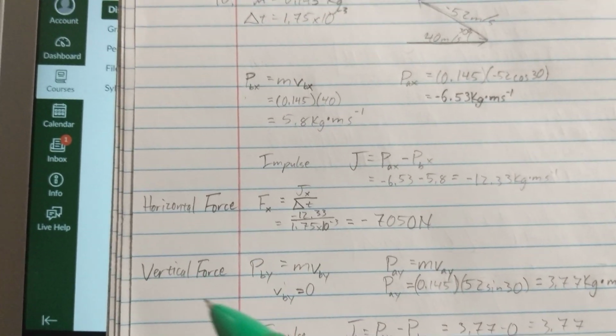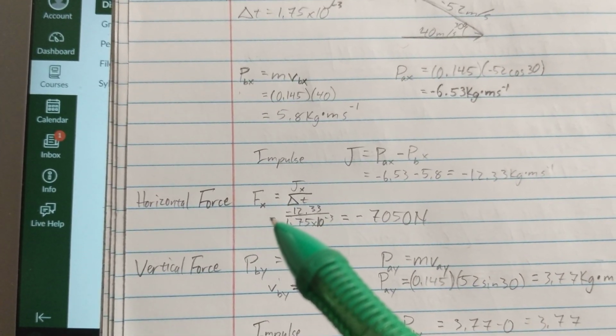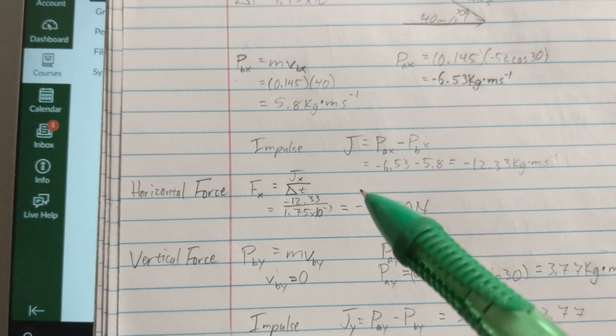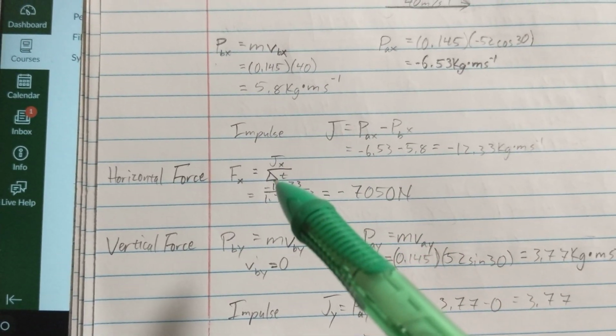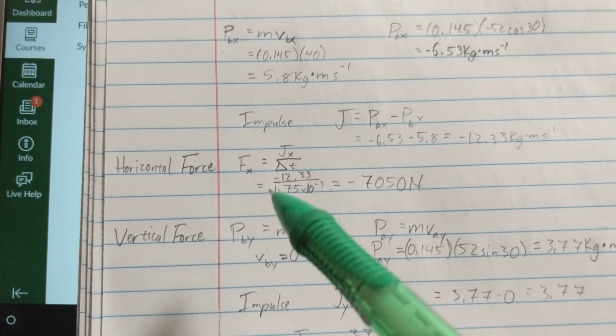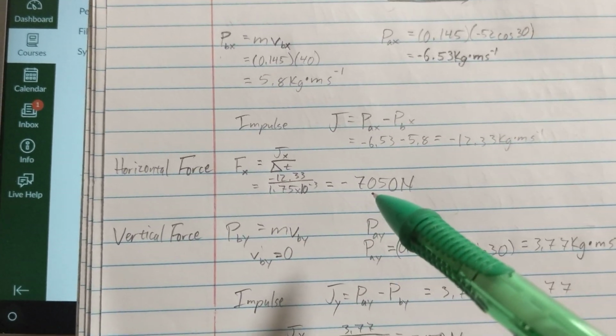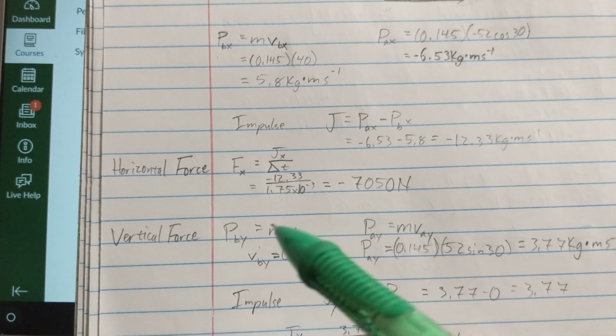So in order to first find our horizontal force, x, we plug in the impulse over change in time, which is negative 12.33 over 1.75 milliseconds, which equals negative 7,050 newtons.